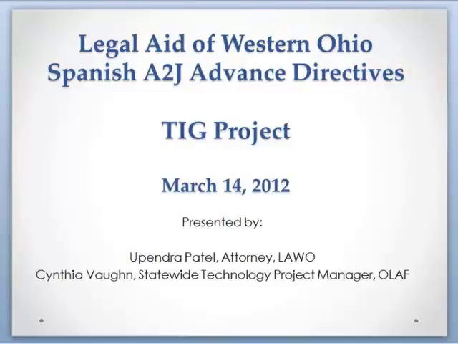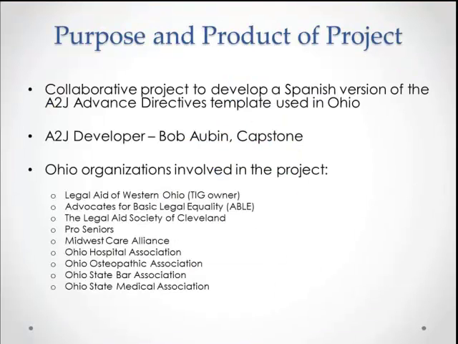Now I'm going to show my screen. Hopefully you guys are now going to see it flip over. The purpose and the product of this was a collaborative project to develop a Spanish version of the A2J Advanced Directive template that we use in Ohio. It's based on a document called Choices, and it's what our palliative care and hospital organizations use for advanced directives in healthcare situations. We had the wonderful talents of Bob Aubin.